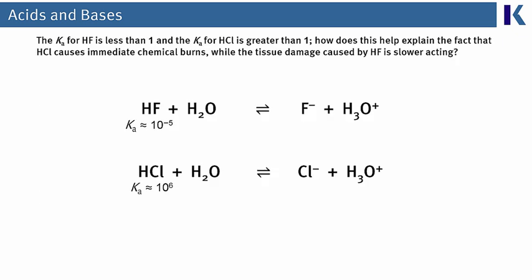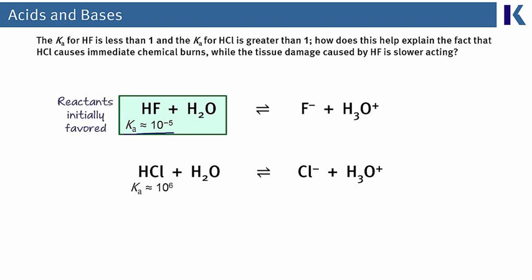In this first prompt, we're asked to compare the K value, Ka, for HF versus HCl. Ka of HF is significantly less than 1. What does that tell you about the HF deprotonation reaction? Recall that equilibrium constants tell you the ratio of products over reactants at equilibrium. And the fact that HF's equilibrium constant is so much smaller than 1 tells you that the denominator must be dominating. This reaction heavily favors the reactants, at least initially.